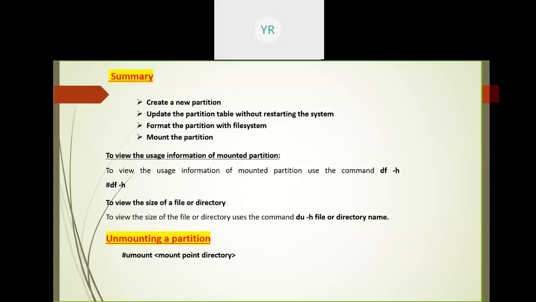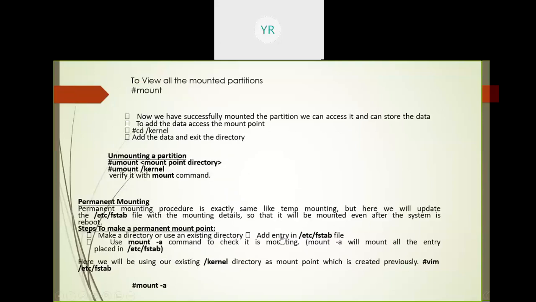If you want to see the mount point information, you can use the mount command, or you can use the df -h command. To unmount, you know this one already. This is totally about partitioning. We'll see the lab session and practice it one by one.